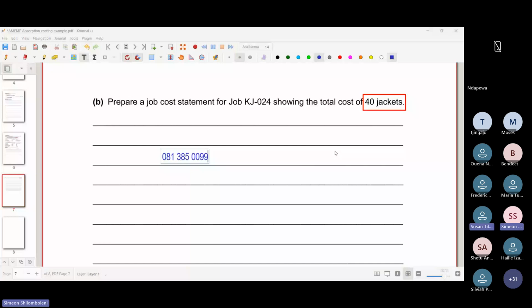I need the homework by tomorrow evening, by tomorrow at 7 in the evening. Any other question?